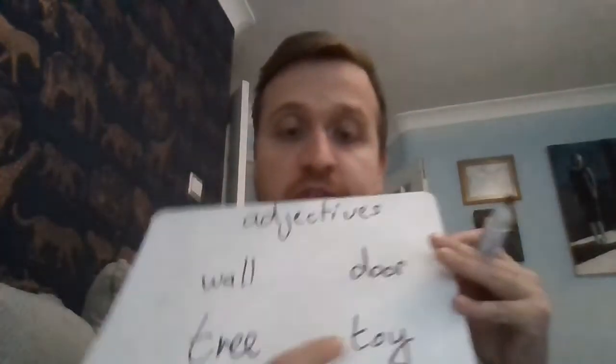adjectives. Adjectives. Now, a lot of people say, well, adjectives are describing words. Yes, they are describing words, but they are describing words for nouns. So let's get a few nouns back on this sheet. What did we have? We had door, didn't we? Yeah, door. We had wall. We had toy. And we had, well, let's have another word, a new word, tree. So these are all nouns. Toy, door, wall, and tree.